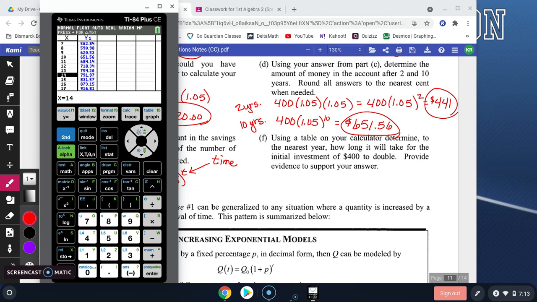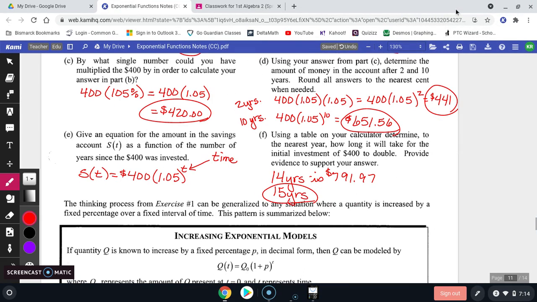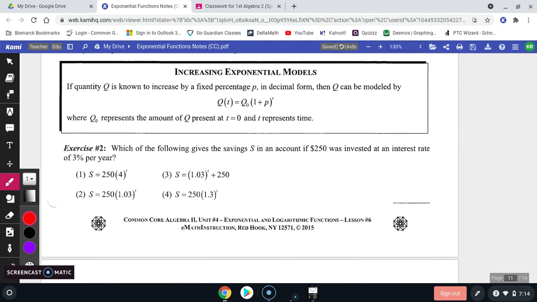Now, since we want to know when it's going to double, we want to know when it gets to $800. Right here at 14 years, you're at $791, and then 15 years, you're at $831. So it's going to be just a little bit after that 14th year that you will have $800. 14 years gives you $791.97. So when will it double? It's actually going to double after that, in that 15th year. Let's go back here. Here is an exponential model for this situation.